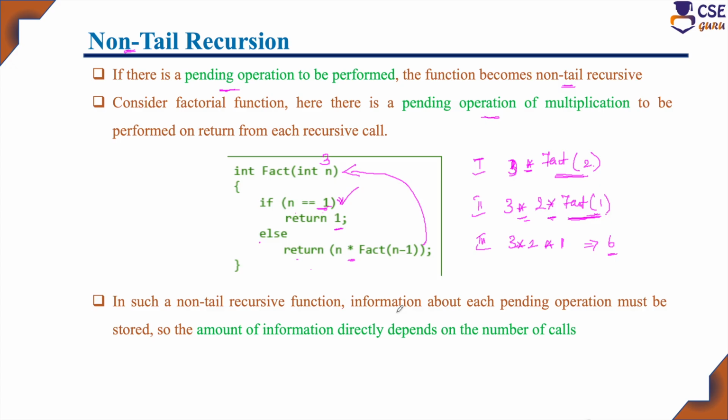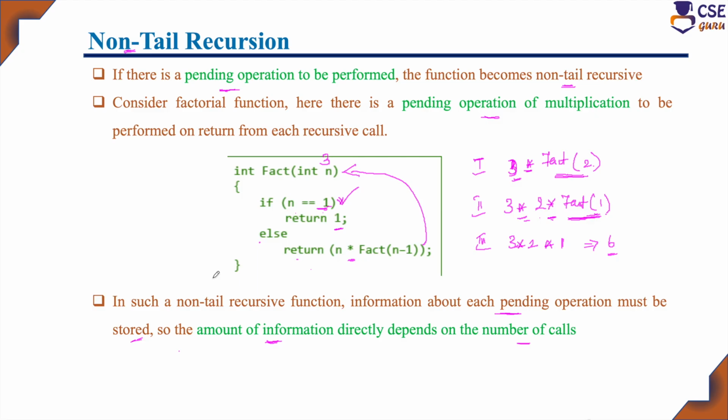In this case of non-tail recursion, information about each pending operation must be stored. You need to store it. 3, you have to multiply with this result, that you need to store. Here 3 into 2 into the fact of 1. What is the result you will get for fact of 1? You need to multiply with 3 and 2. That is the pending operation here. So this information you need to store. Here the system stack is required to store these pending operations. So each pending operation must be stored, so that the amount of information directly depends on the number of calls. This is non-tail recursion.